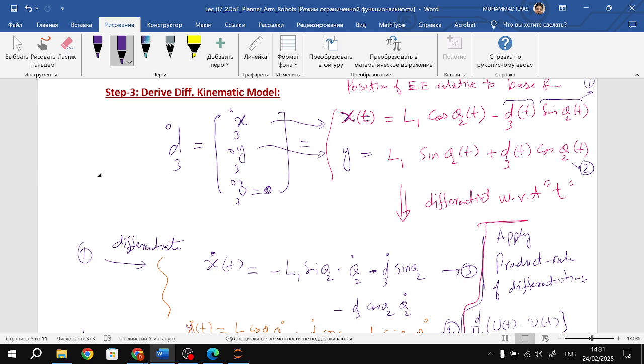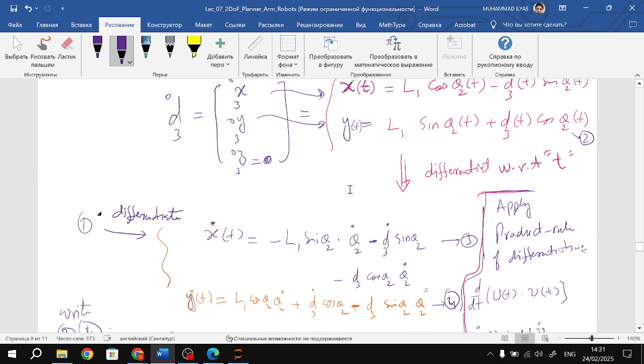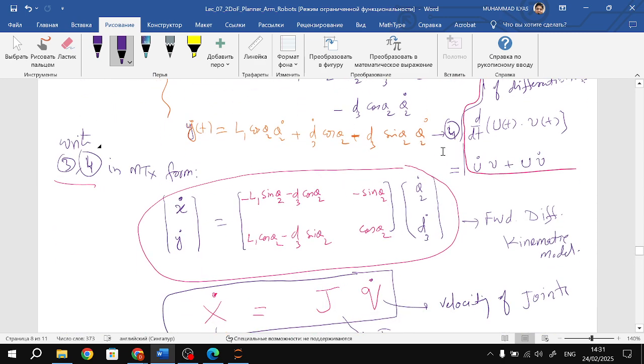So, in this class I make it simple that we are just studying planar robots, planar manipulators. From here you get these two equations, the x equation and the y equation, and then you differentiate with respect to time. If needed, you can apply the product rule, and then you simplify these equations in matrix form, and that will give you the forward differential kinematic. So, still we have time. Let us go to the next step.